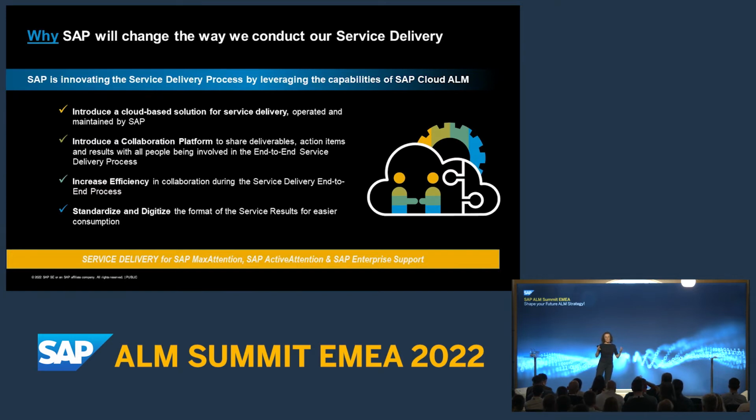We are doing so using Cloud ALM for Service by introducing a cloud-based application, a cloud-based collaboration platform. We are getting rid of one major problem that we had in the on-premise world, which was that whenever it came to service delivery, we never had the latest software release version available, which was quite frustrating, both on SAP side and also for customer side. If you know there are new functions available, but the customer hasn't upgraded Solution Manager yet, because it took some time to upgrade Solution Manager.